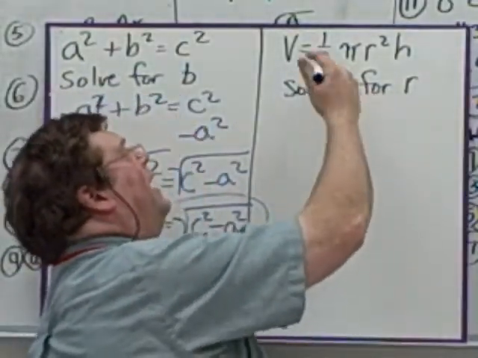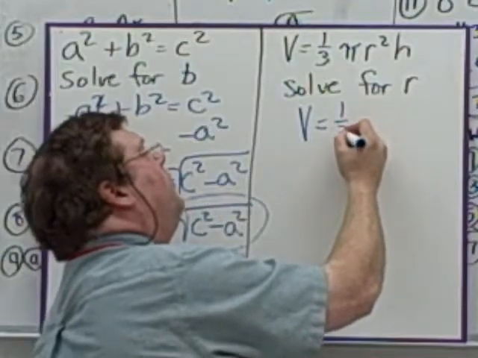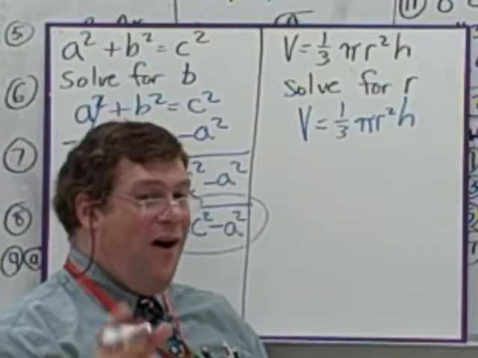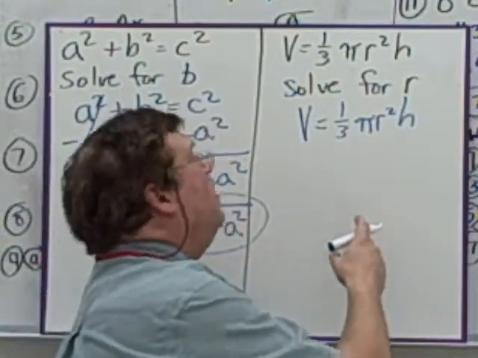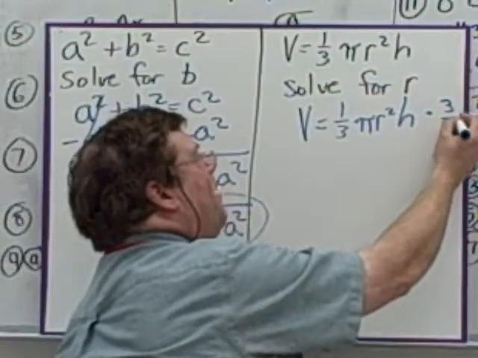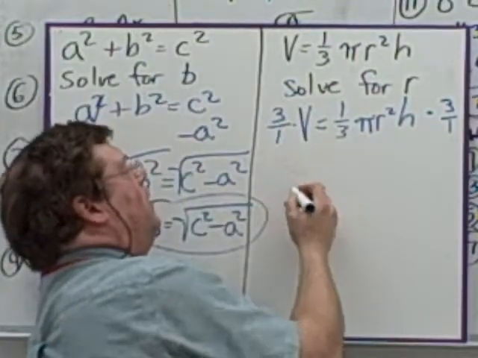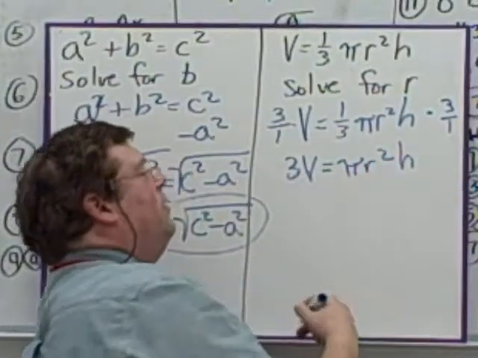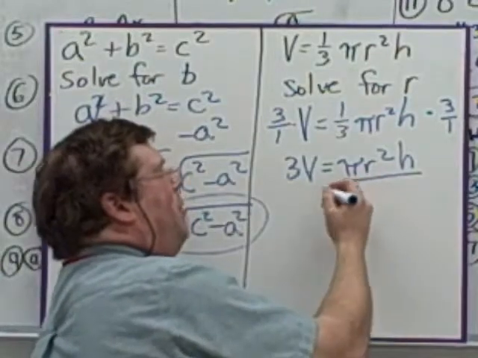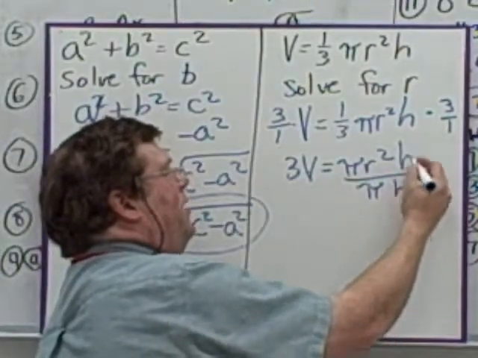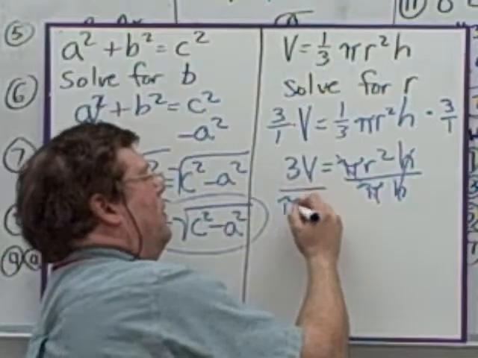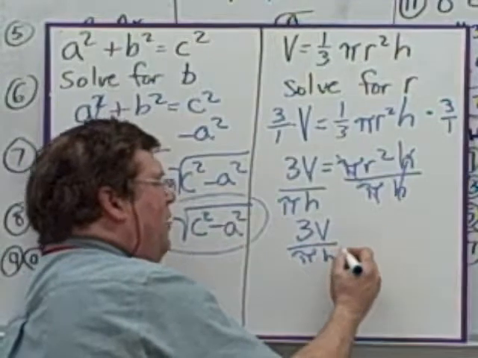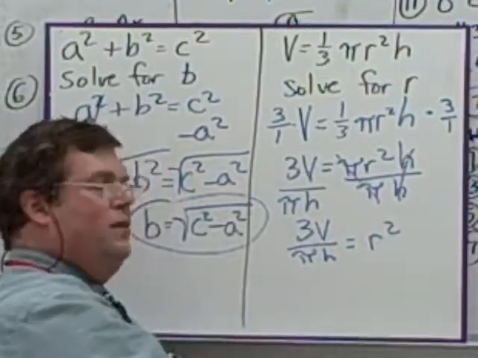Over here, we got volume equals 1/3 pi r squared h. We've seen this one before, but this time we need to solve for r instead of h. So again, I'm going to start with multiplying by 3 over 1 to get rid of the 1/3. So I have 3v is equal to pi r squared h. This time I'm going to divide by not pi r squared, but pi h to get rid of the h and the pi. So that gives me 3v over pi h is equal to r squared.